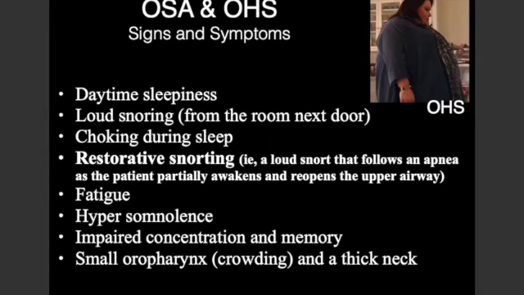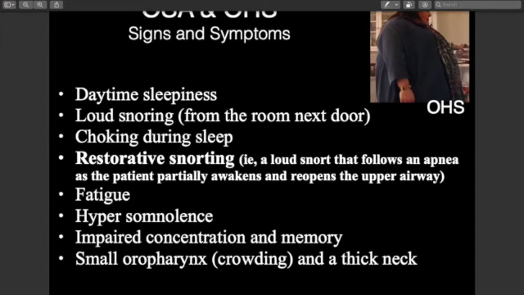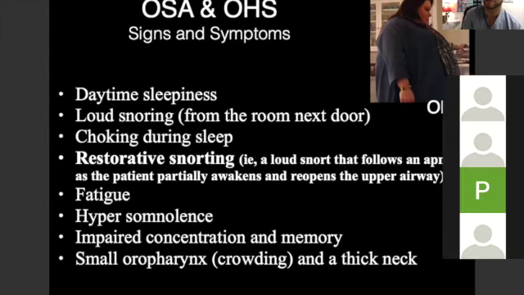And also, you open their mouth and they have crowding in there. They have a thick neck, big tongue, small mouth. These are all things that you can recognize for obstructive sleep apnea or OHS.